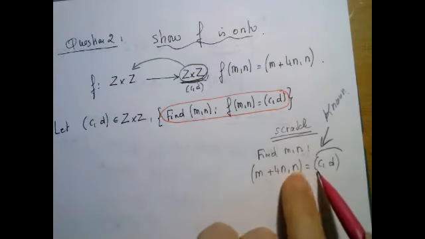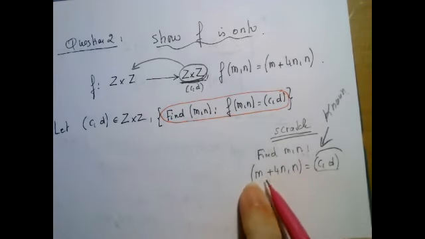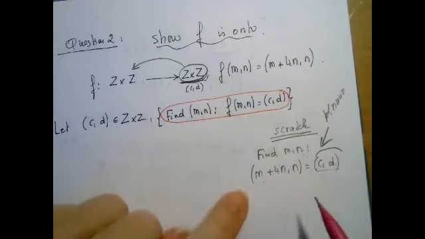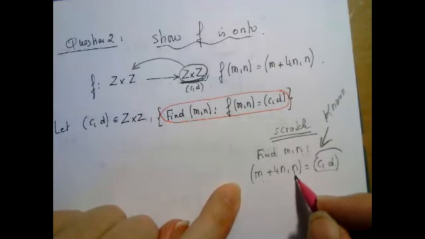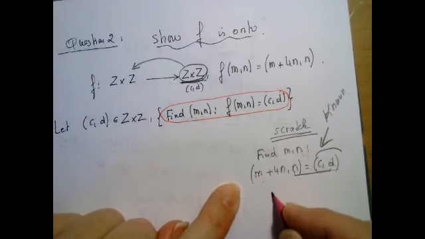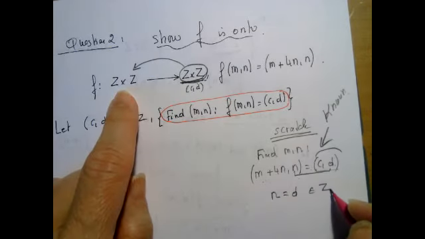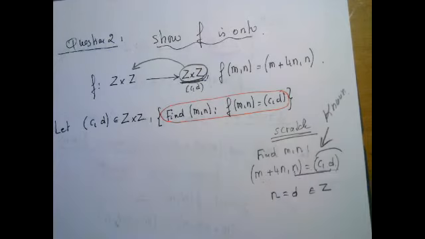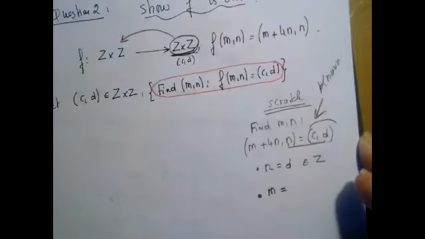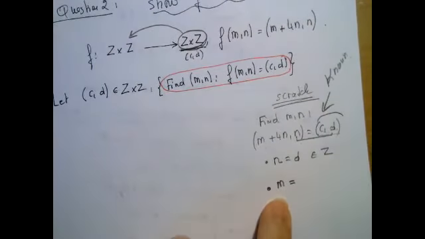I'm giving you this, and now you have to give me n and m in terms of c and d. All right, in this picture, I can pick n to be d. And I am within my domain because d is in Z. As simple as that. Now, what shall I pick my m to be? Back to you. Quickly. It's a fairly simple scenario. What is m equal to?